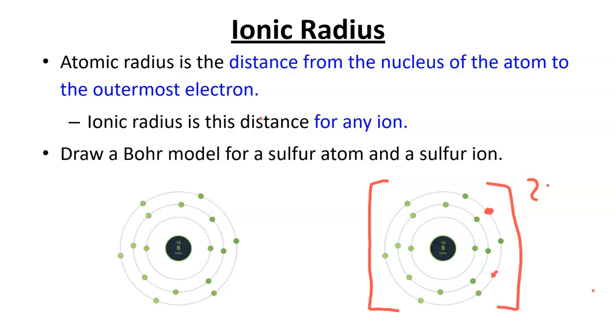Which radius is bigger? Let's think about it for a minute. So this one has 16 protons and 16 electrons. This one has 16 protons and 18 electrons. That means these electrons in this outermost ring can get a little bit further from the positive center. So this radius would be larger than the sulfur atom.